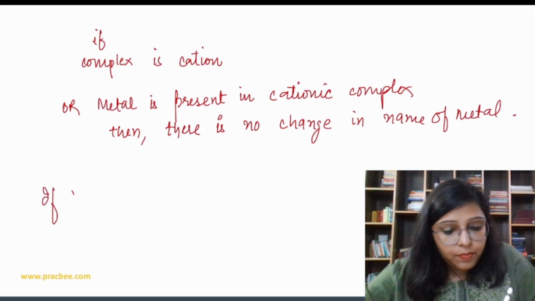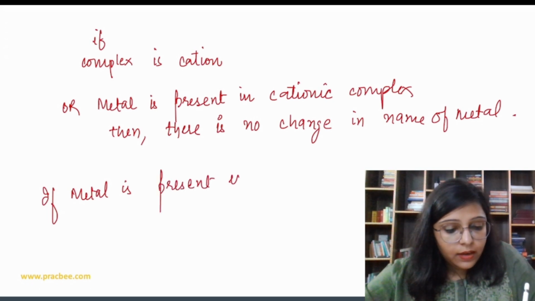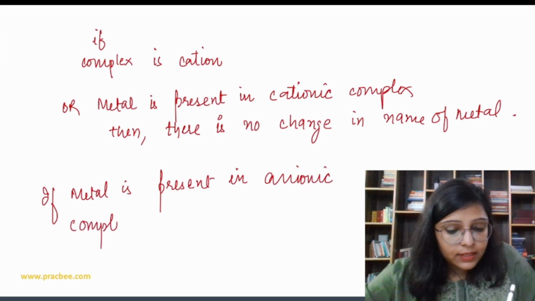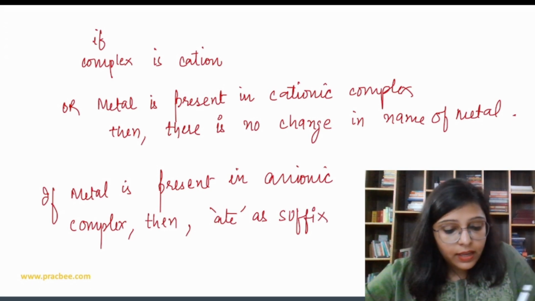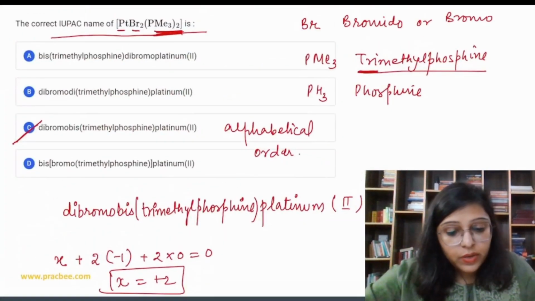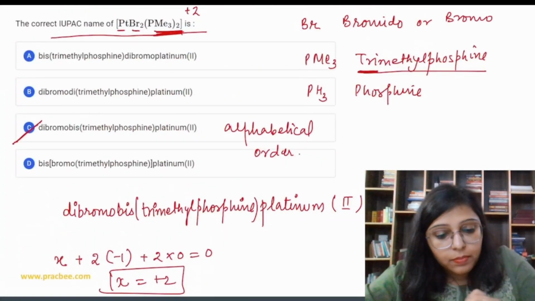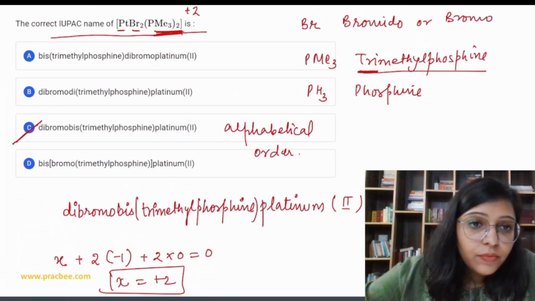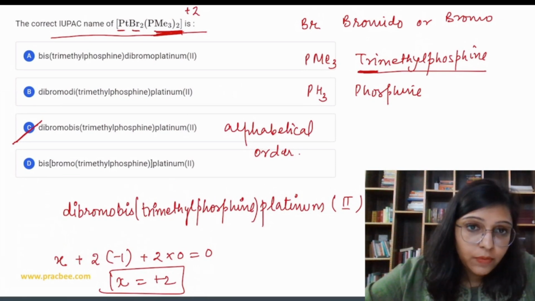Okay. If the metal is present in an anionic complex, then -ate as a suffix is used to name the metal. So basically in this situation, here we have +2 charge, na? Platinum +2. So this is a part of a cationic complex. So we are not going to change the name of the metal.